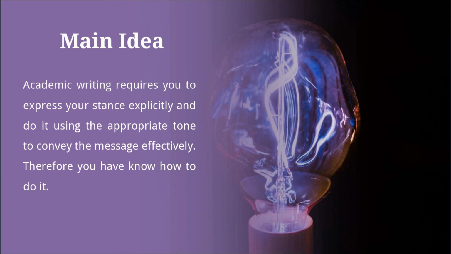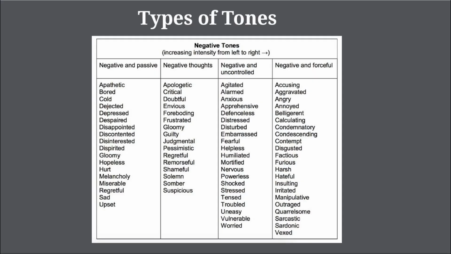So, in the main ideas section of this webinar, I want to emphasize how important it is that you master the expression of your stance and the use of an appropriate tone so as to improve your academic writing. I suggest you reflect upon the ideas presented today and practice as much as you can. For instance, if you want to express one of these negative tones, you choose the tone that you want to express. You are suspicious, for instance, and then you look for words that express that you are suspicious.